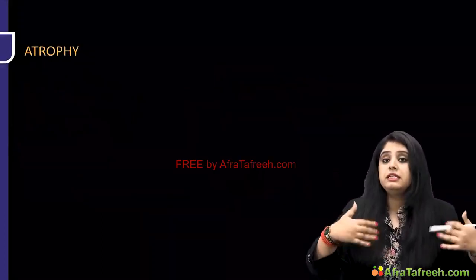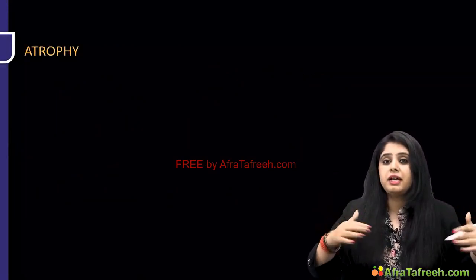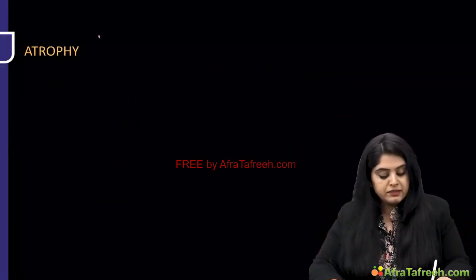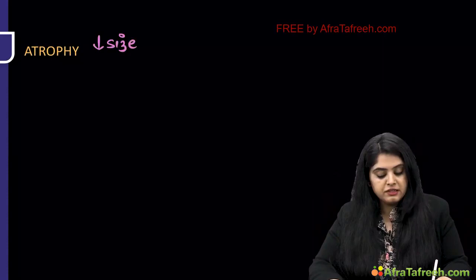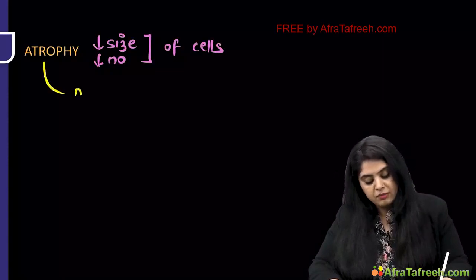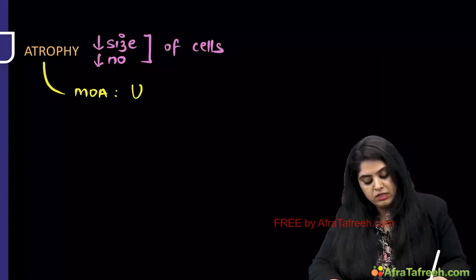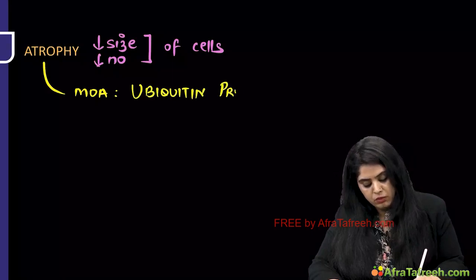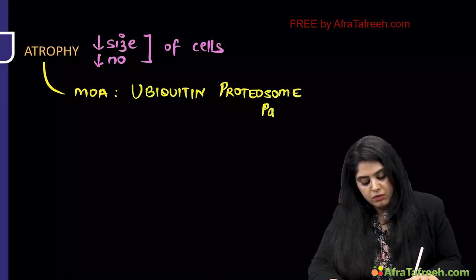When everything was increasing in size and number, that was hyperplasia. Now when there is a decrease in the size and a decrease in the number of the cells, that is what you're going to call atrophy. So they ask you what is the mechanism of atrophy, and that is going to be the UPP. UPP matlab there is something known as ubiquitin proteasome pathway. The mechanism is going to be ubiquitin proteasome pathway.